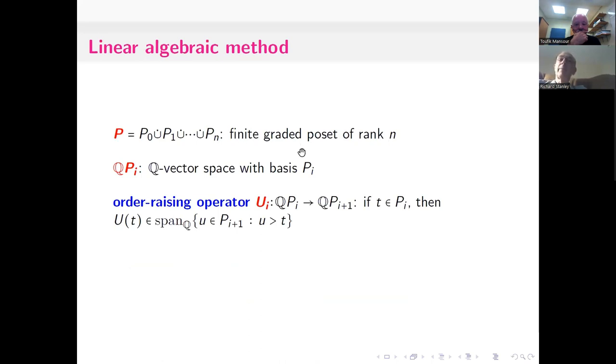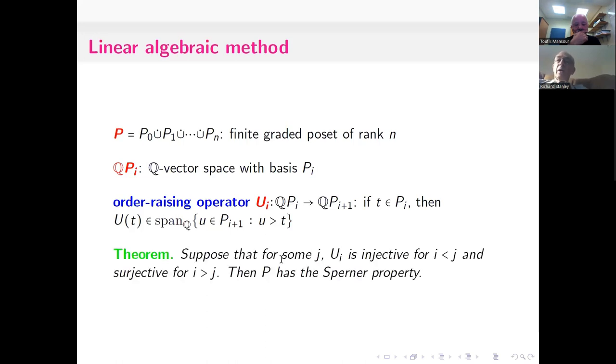We have our finite graded poset. QPi will be the vector space of all linear combinations of elements of Pi. We'll say a linear transformation from QPi to QPi+1, call it Ui, is an order raising operator if it takes an element t in Pi to a linear combination of elements that are bigger than t in Pi+1. So it's a linear combination of elements that cover t. And the theorem, which is the key to the linear algebraic method, says that if for some j, Ui is injective for i less than j, and surjective for i greater than j, then P has the Sperner property. So we only have to check this linear algebra property, injectivity and surjectivity, for certain linear transformations.